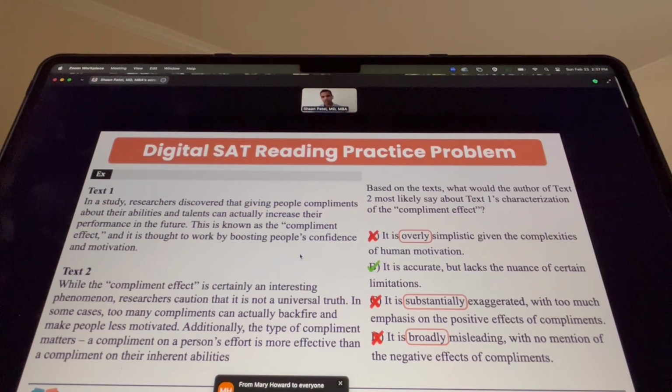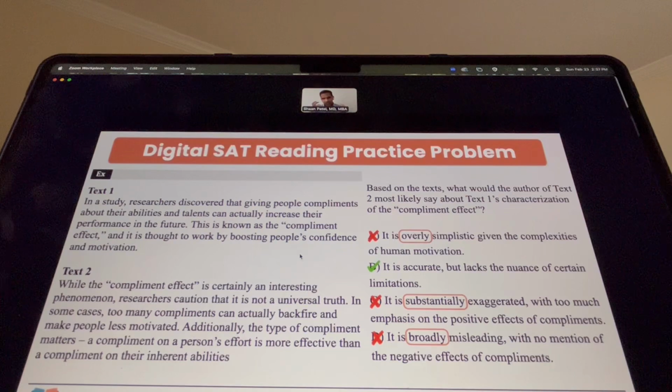Again, this is an extreme example where 3 out of the 4 answer choices had extreme ly adverbs. But if you look out for extreme ly adverbs on the digital SAT, the ACT, and the PSAT, it'll help you eliminate many incorrect answers. All right. Why does this strategy work? Because the test question writers must be able to defend the correct answer. And when an answer is too extreme, like saying substantially, broadly, overly, it's very hard to defend that.